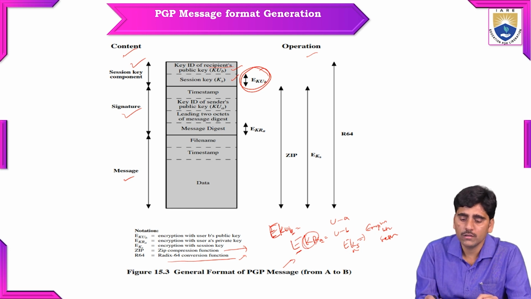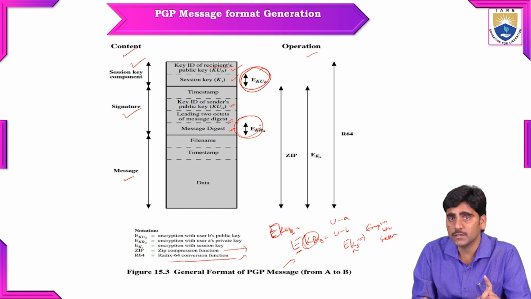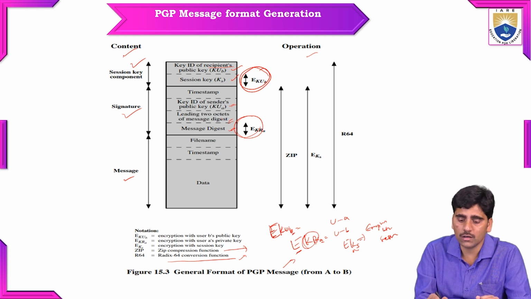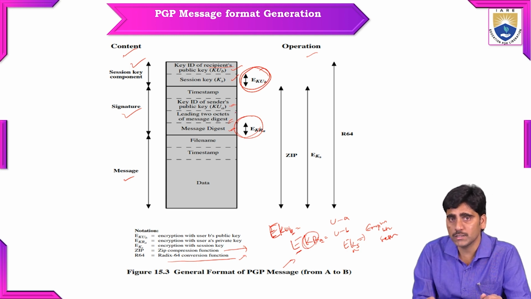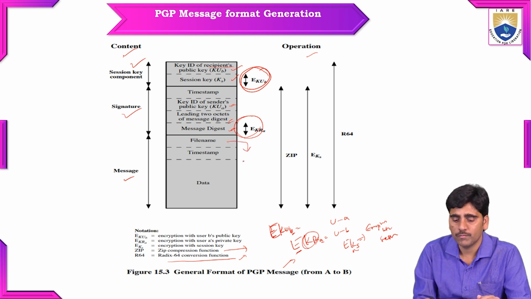And the second part, the signature, has the timestamp, the key ID of the sender's public key, the leading two octets of the message digest, and the message digest. Here EKRA indicates encryption with user A's private key. So all of this is encryption with the private key. And then the file name, the timestamp of the file, and the data contained in the file.